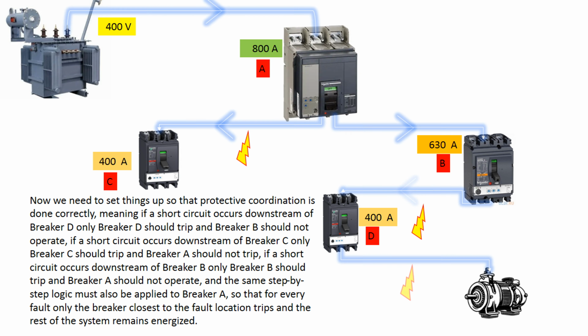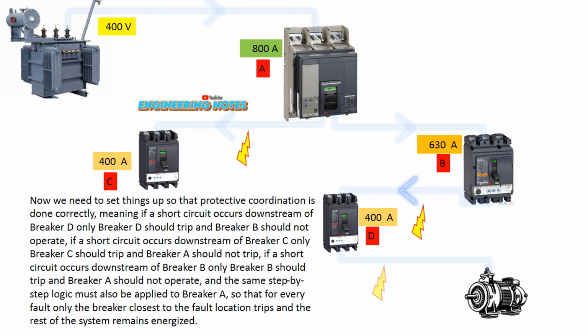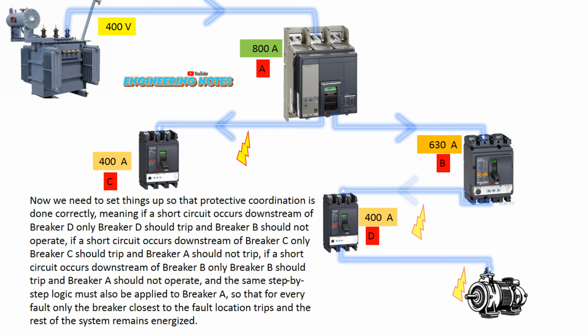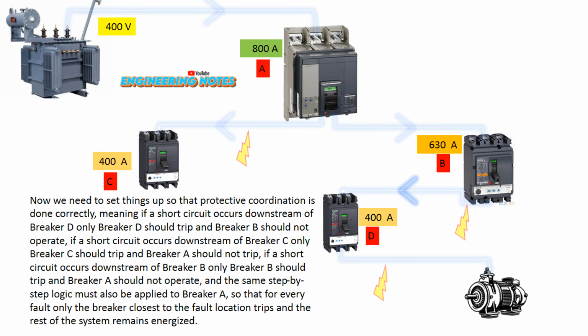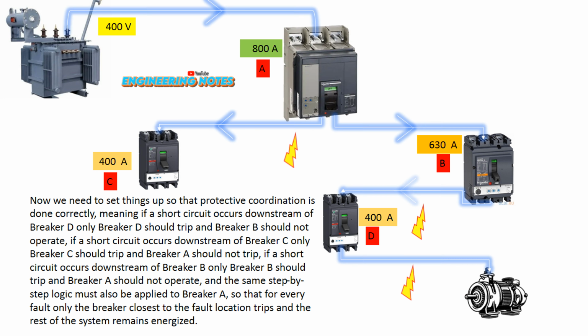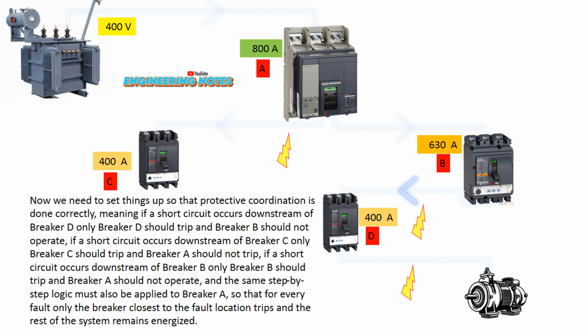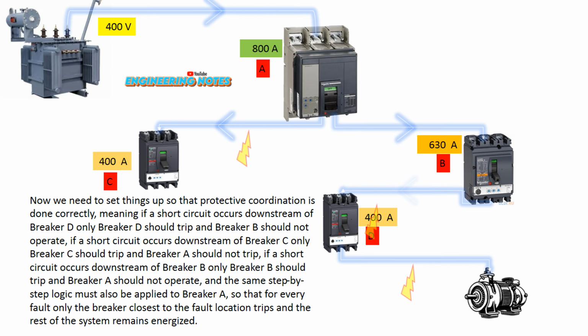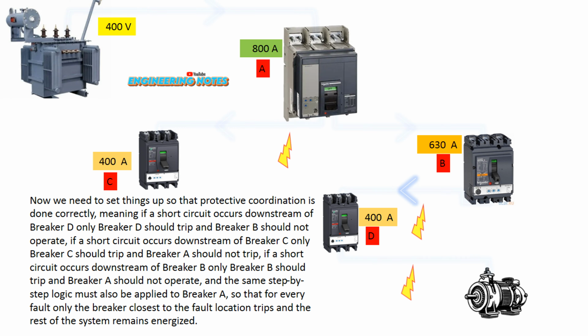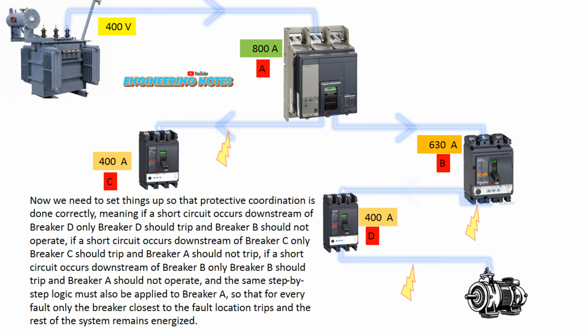Now we need to set things up so that protective coordination is done correctly. That means if a short circuit occurs downstream of breaker D, only breaker D should trip, and breaker B should not operate. If a short circuit occurs downstream of breaker C, only breaker C should trip, and breaker A should not trip. If a short circuit occurs downstream of breaker B, only breaker B should trip, and breaker A should not operate. And the same logic, step by step, must also be applied to breaker A. The goal is simple. For every fault, only the breaker closest to the fault location should trip, not the entire system.